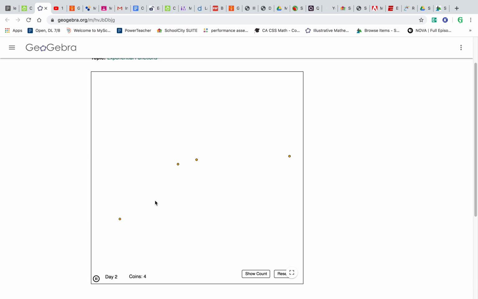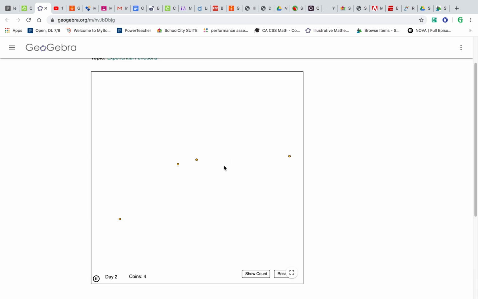And so you can see here, if we show the count, there's just one coin, right? And it says one coin here. So you can just watch this. And so if we click Start, we let it go. 2 coins, you can see them here. And then it's going to start to get kind of hard to count after a while.